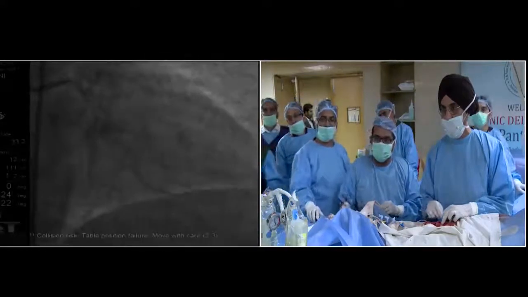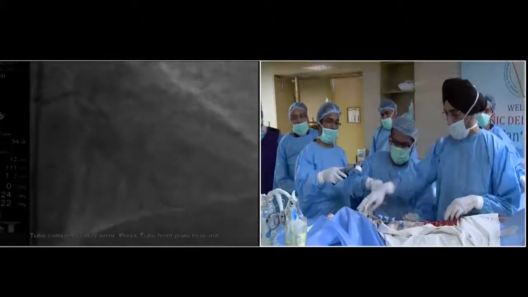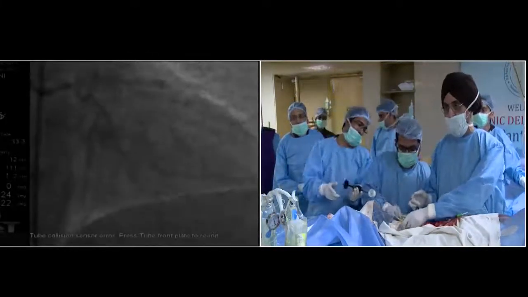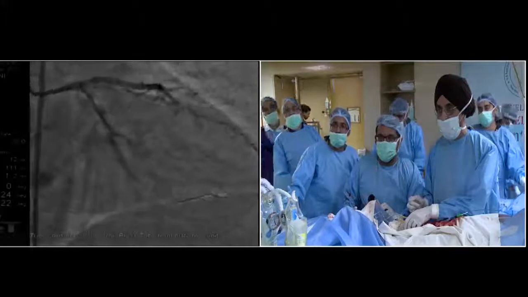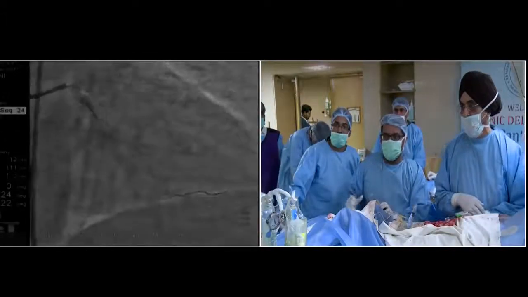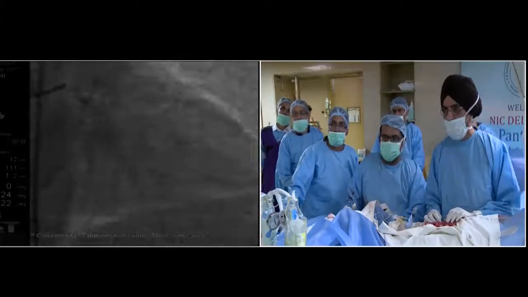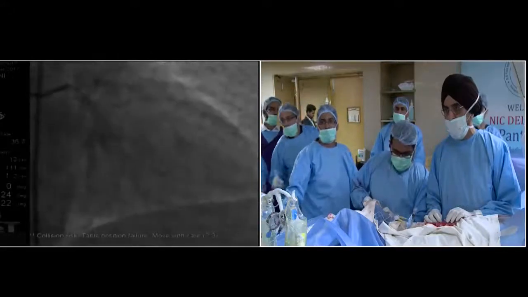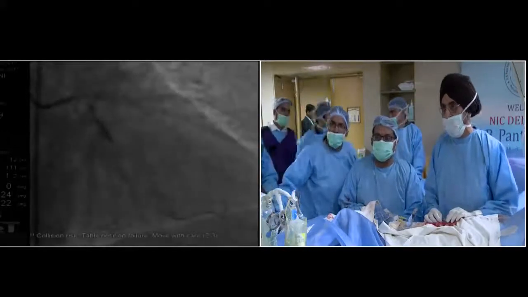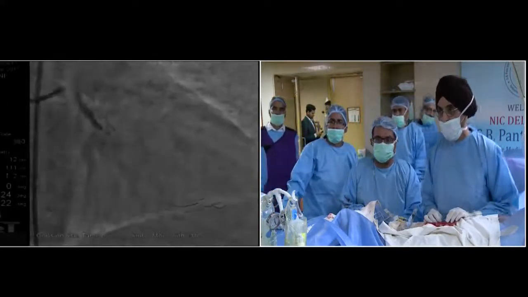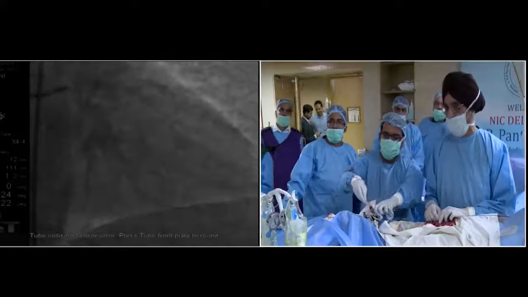We might end up jailing the obtuse marginal. Let me see. That looks okay. Would you agree with that? Yes, go up. 10, done. 12, done. 14, done. Down.